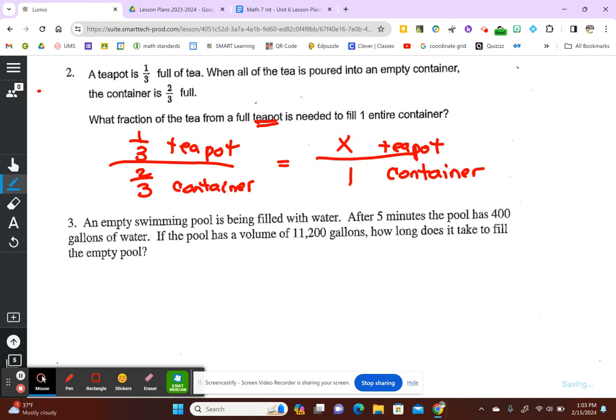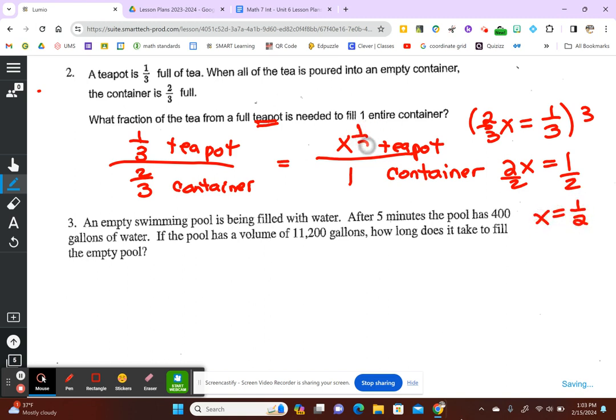Okay. So now I apply my cross product property rule and I get 2/3 X equals 1/3. So I multiply both sides by 3 to get rid of the fraction. 2x equals 1, divide by 2, divide by 2, x equals 1/2, which means if the teapot is 1/2 full, it will completely fill the container.